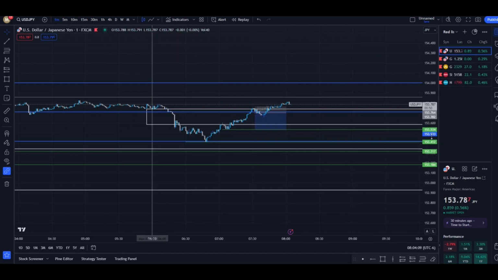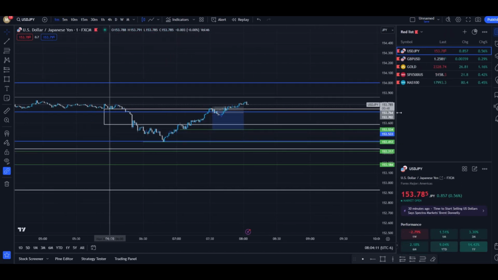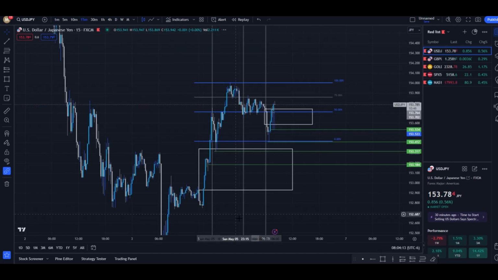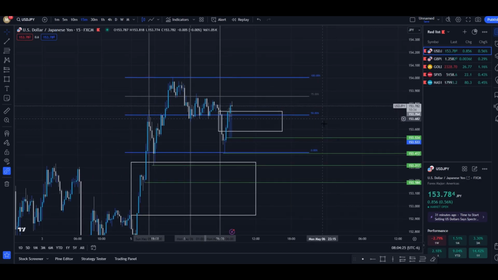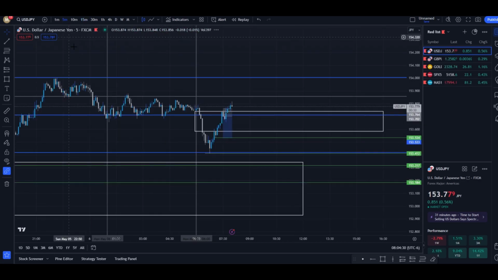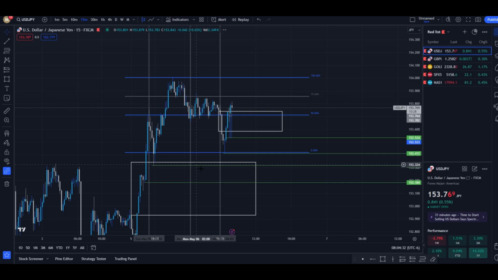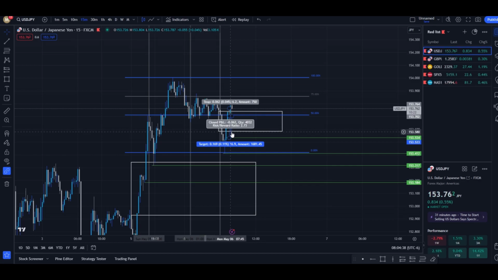But the reason I took this trade just off of a 1-minute break of structure was because at this current moment in time, we were still bearish on the 15-minute here. It wasn't until we broke above with this candle here that we broke structure to the upside. So I was bearish, but you could see there was a 15-minute bullish fair value gap here, another 15-minute bullish fair value gap there.